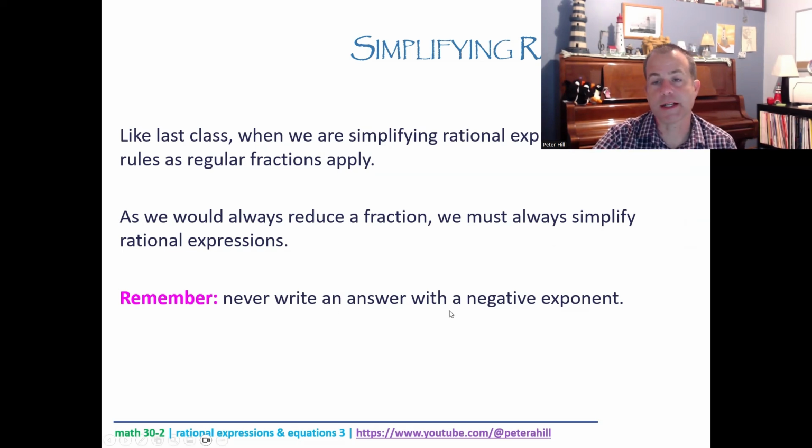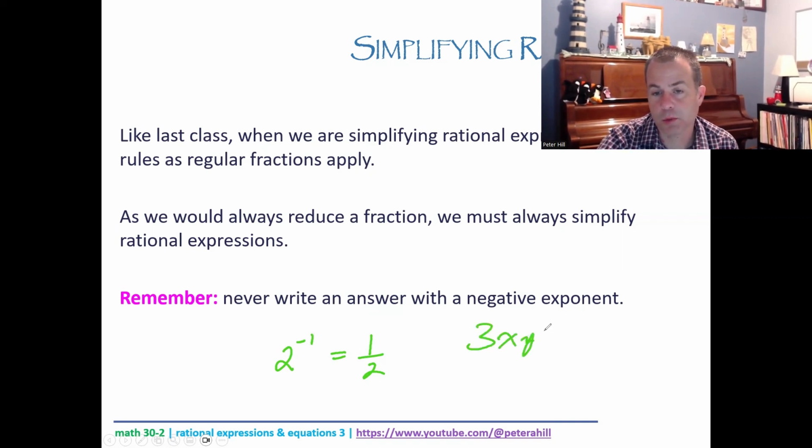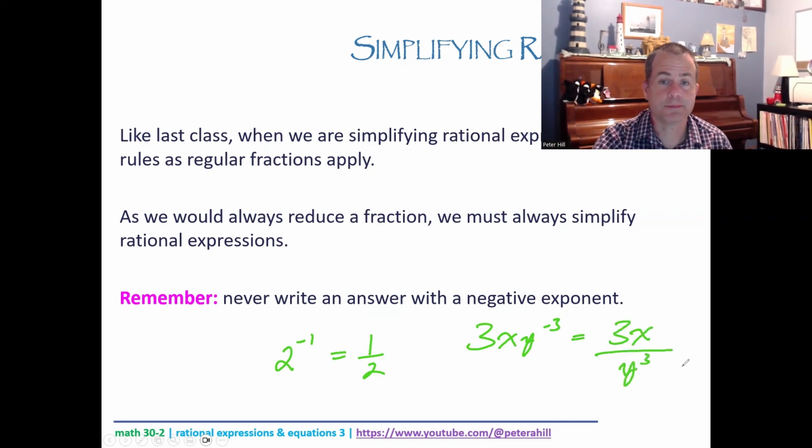Remember, never write an answer with a negative exponent. We know we have exponent rules from grade 10 that are somewhere in the back of our head. If we ended up with 2 to the negative 1, we would want to write that as 1 over 2. So a negative exponent tells you to flip the base. Okay, so if your answer is 3xy to the negative 3, you're going to change that to 3x over y cubed. You never ever want a negative exponent in your answer.